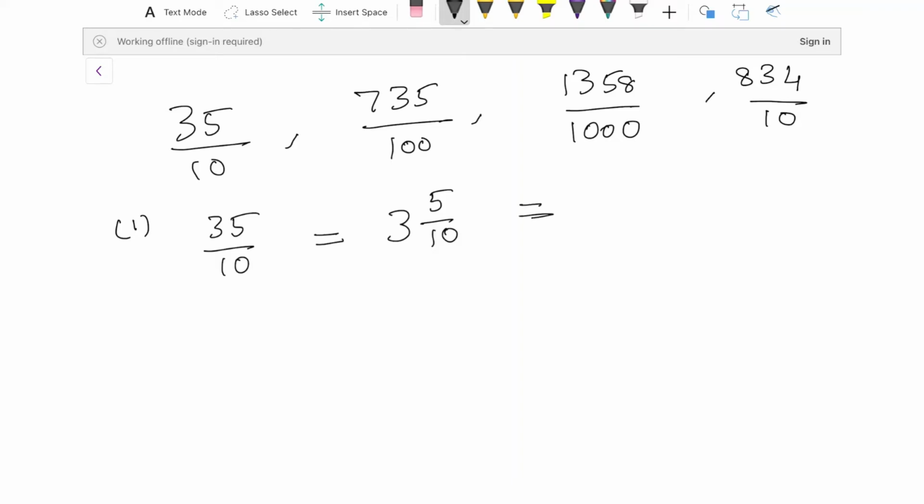Alright, now you just have to look at this fraction, because this is a proper fraction. We have seen it earlier. How do we do it? Because there is 10 in the denominator, you will have only one decimal place. That's it. So write the whole number part as it is, 3.5. Very good.